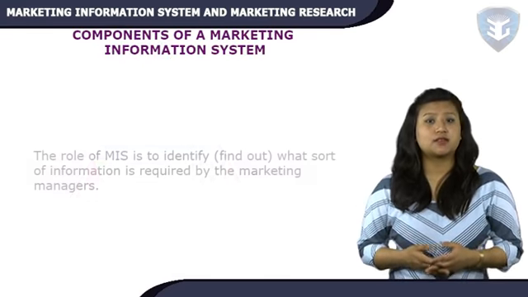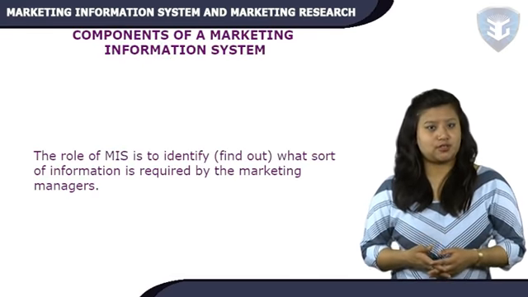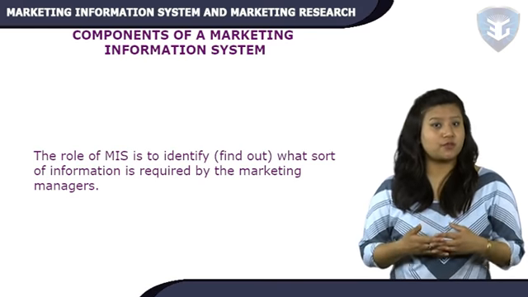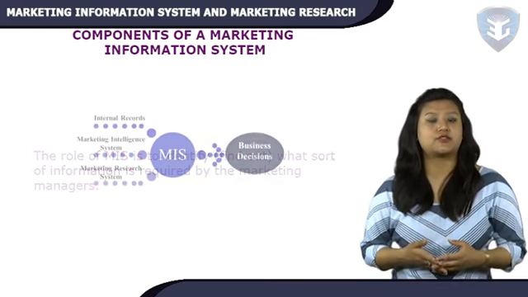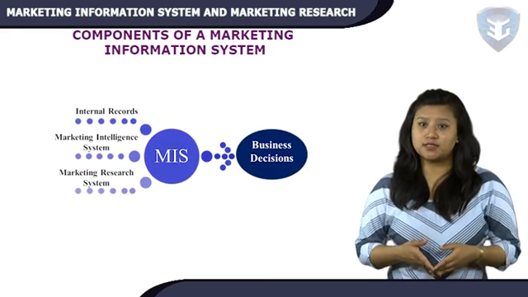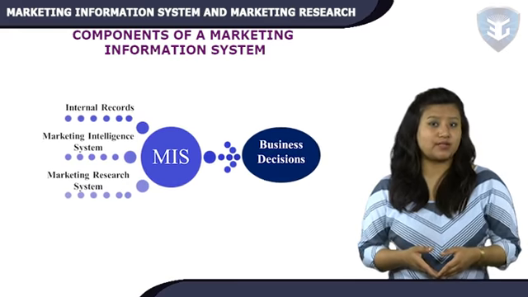Now let's discuss the components of a marketing information system. The role of MIS is to identify what sort of information is required by the marketing managers. It then collects and analyzes the information. It supplies this information to the marketing manager at the right time.